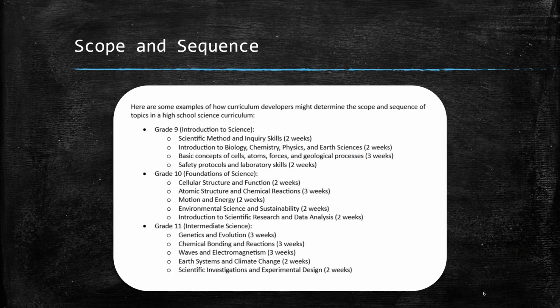Scope and sequence. Curriculum developers determine the scope and sequence of topics to be covered in the science curriculum. They decide which scientific concepts, theories, and skills should be introduced at each grade level, considering the progression of complexity and prerequisites for learning. Here are some examples of how curriculum developers might determine the scope and sequence of topics in a high school science curriculum.